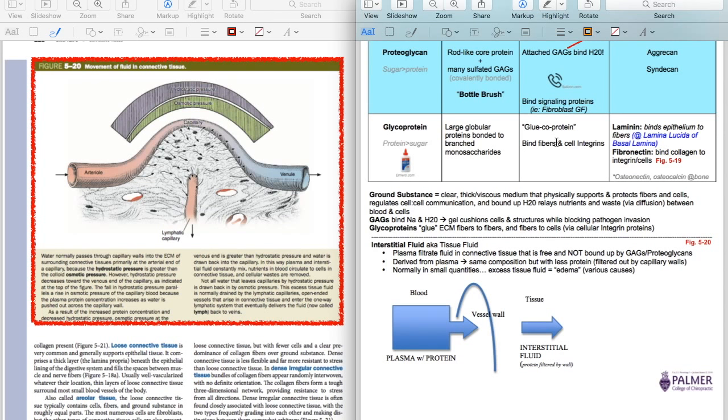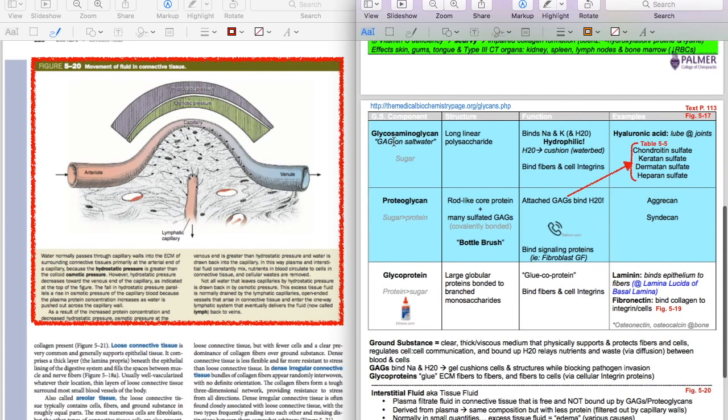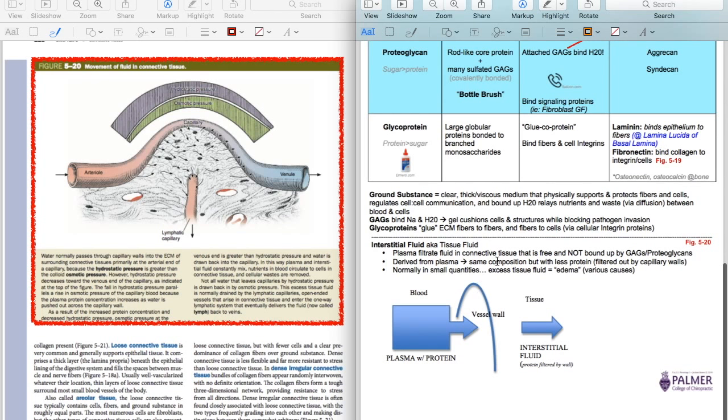So lastly, again, that third component of connective tissue, interstitial fluid. It is a plasma, quote unquote, a plasma filtrate fluid in connective tissue that is free and not bound up by GAGs or GAGs within a proteoglycan complex. It's free fluid. That's super important that you know, because we talk about fluid so much. GAGs are salt water, right? They're binding up all this water. Interstitial fluid is different. Interstitial fluid is free. It is not bound up.